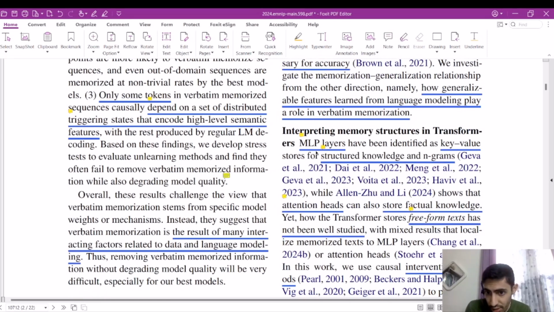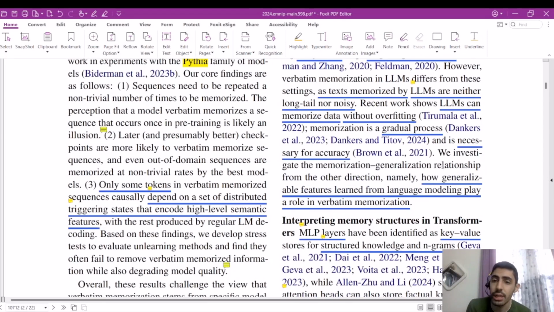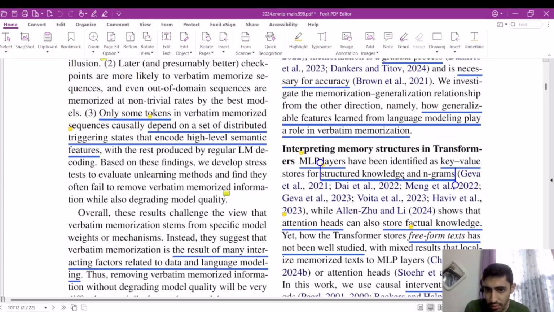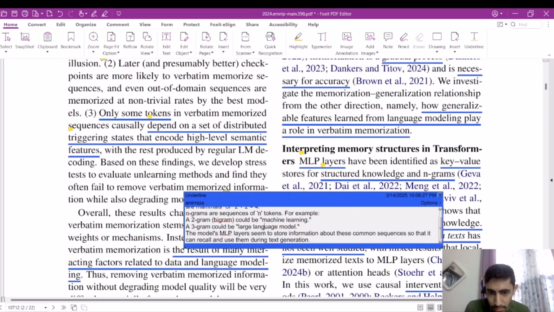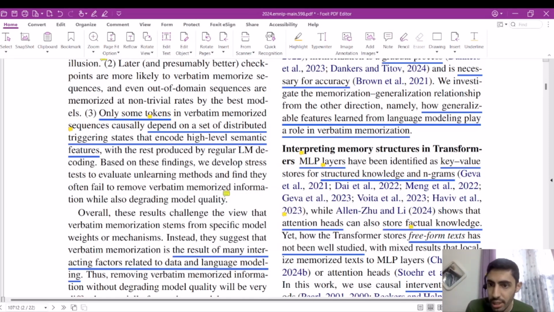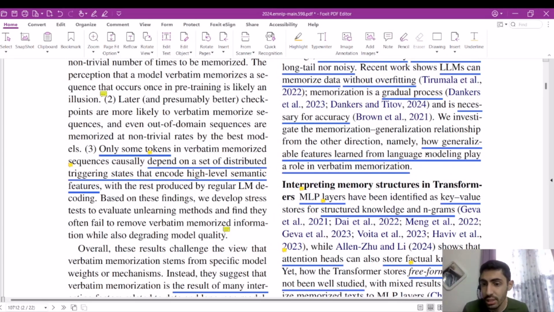This is because I believe in structure, knowledge, and engrams. For example, I believe I provide the example here: machine learning or large language model is a 2-gram because it has 2 words, or a 3-gram because it has 3 words. These are sequences that would be memorized by the MLP layer in order to use them in the sequences that it would generate in the future. So it can recall them, as I mentioned, and use them during the test generations. This is information stored by the MLP layer, which is very important for accuracy or even generalization.